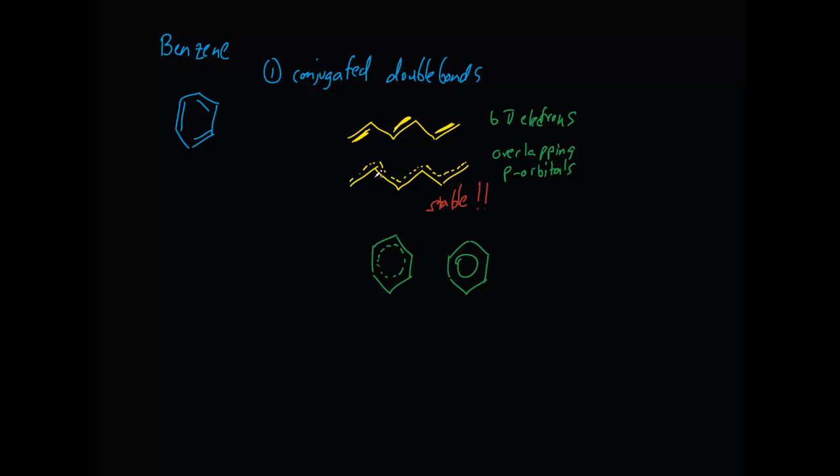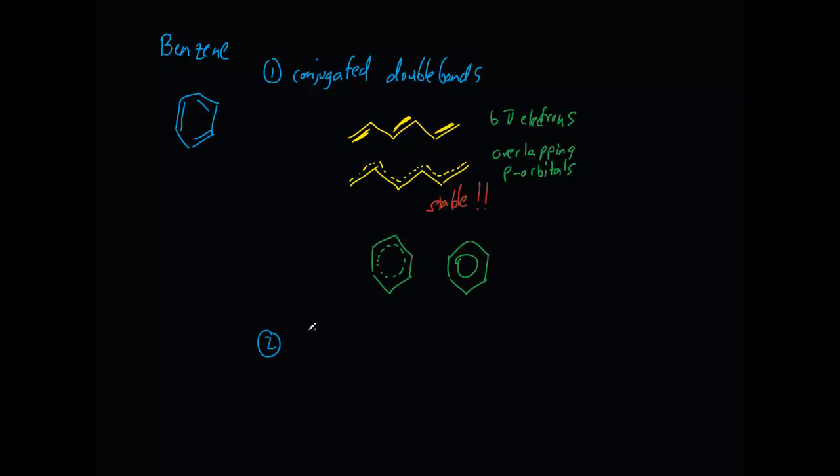And this picture of the double bonds really isn't correct. These double bonds are not really whole double bonds, because since they're interacting, it's more like 1.5 bonds throughout. Actually, 1.5 continuous bond throughout the inside of the benzene ring. So that's conjugated double bonds.